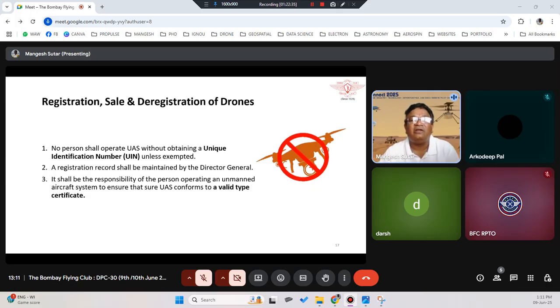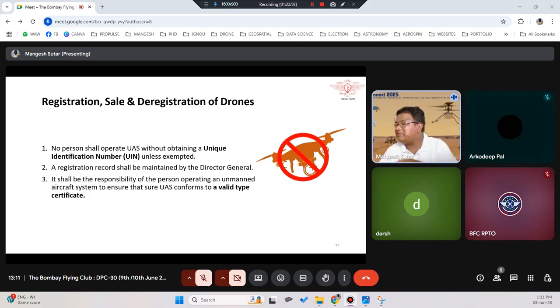Okay, during that I'll explain this third line. What do you mean by "UAS conforms to valid type certificate"? When you register the drones, they are categorized as type certified drones or non-type certified drones. But for all the drones you register, you can get a UIN. Even for a nano drone you can register, though they are exempted.